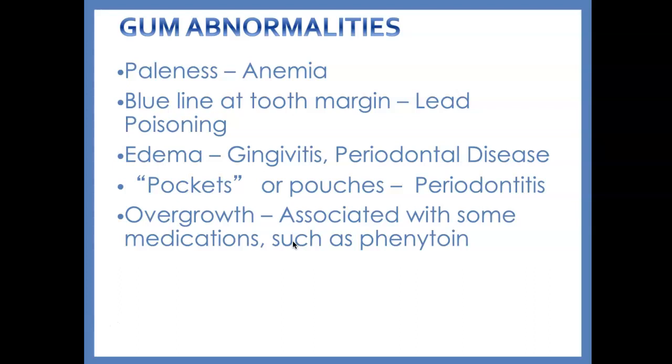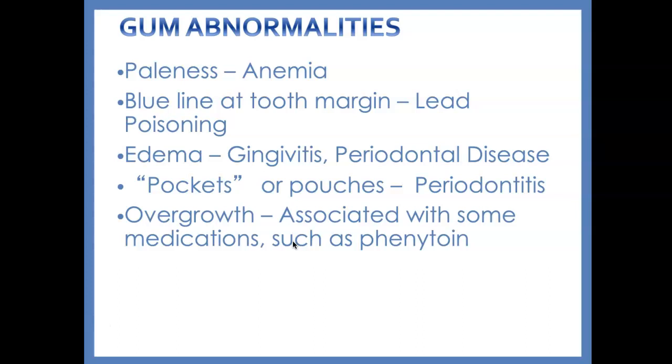Again, abnormalities of the gums might be paleness, remember, because of the hemoglobin, it might indicate there might be some anemia from low hemoglobin or what have you. The blue line at a tooth margin might be lead poisoning. I have never actually seen this, and we don't use a lot of lead-based products anymore in the United States. But 30 years ago, it was more prominent.